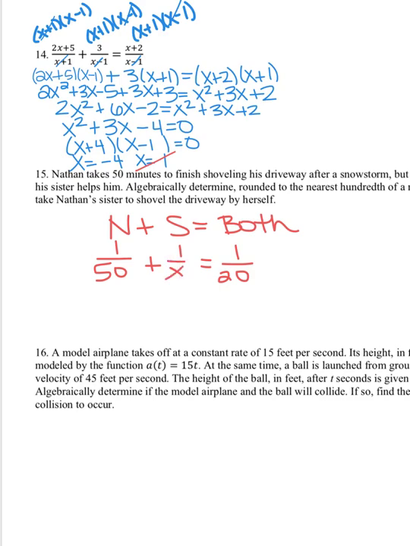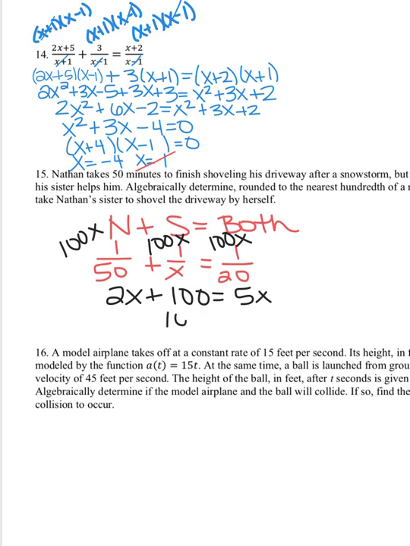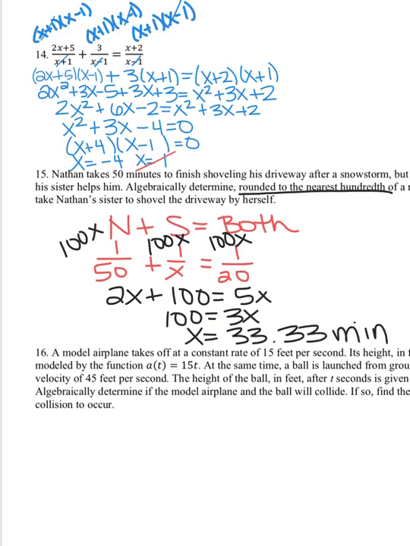You can do 50 times 20 and get 1000x as your GCF, or you could also just use 100x. You still get the right answer though, either way, as long as you do it correctly, obviously. So 100x divided by 50 is going to be 2x, plus 100x over x is 100, equals 100x over 20 is 5x. So 100 equals 3x. I divide by 3. I round to the nearest hundredth of a minute. 33.33 minutes is how long it takes his sister.